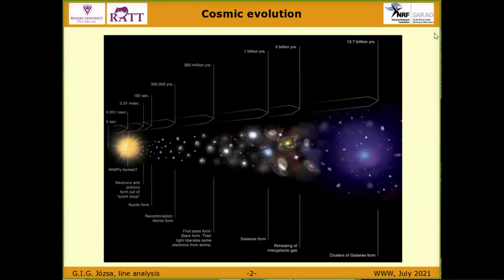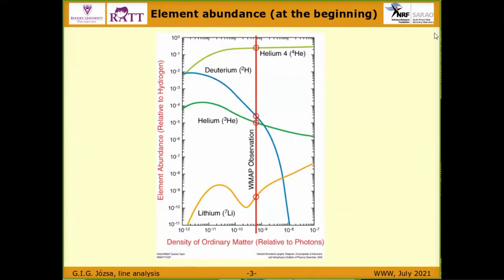namely the universe, because if we're talking about spectral lines, then we need to know about what species we're talking about. So this is the history of the universe. 100 seconds after the Big Bang, nuclei form. This means that we have the elements that we are currently seeing present in the universe. And basically since this time nothing really changed a lot, because we haven't been very efficient in transforming the elements, this is the situation that we even have today.